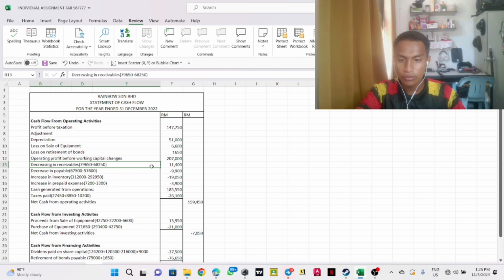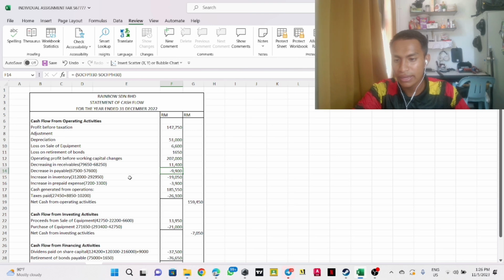Next, decrease in account receivable amounting to 11,400, which is 68,250 minus 79,650. When there is a reduction in account receivable, cash flow will increase. Increase in prepaid expense of 3,900, which is 7,200 minus 3,300. If there is an increase in prepaid expense, then the cash flow will decrease.